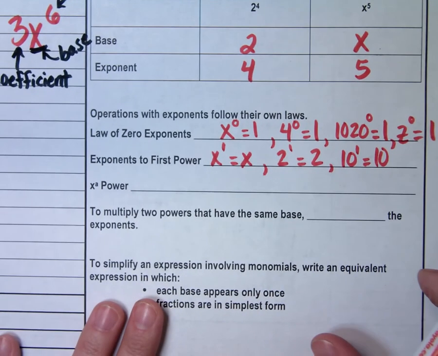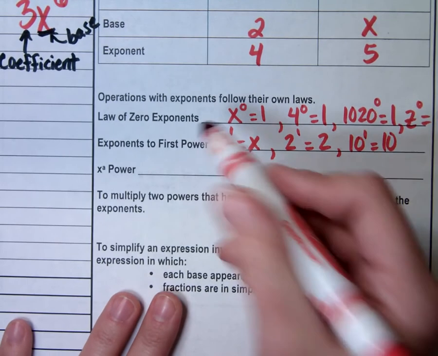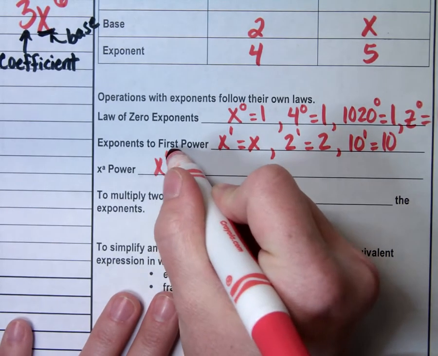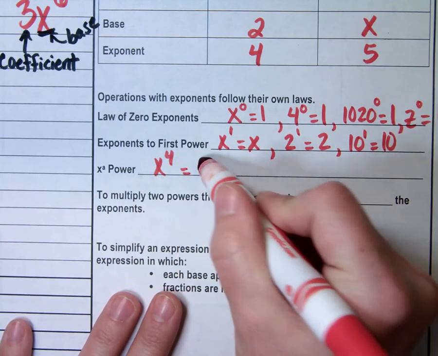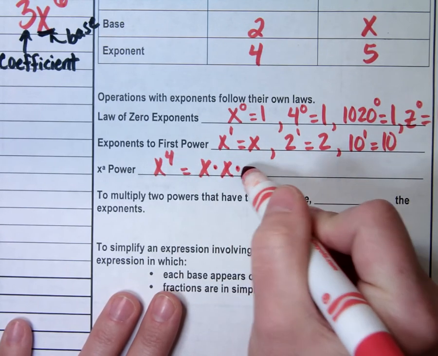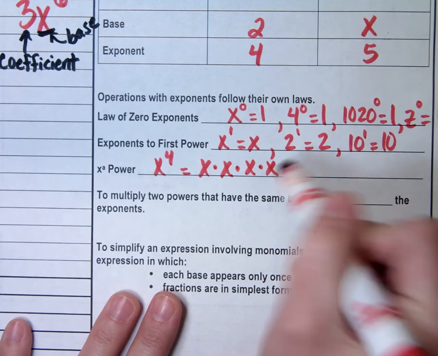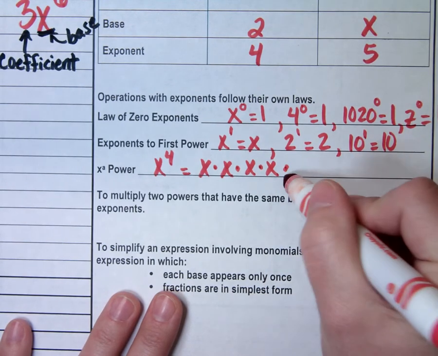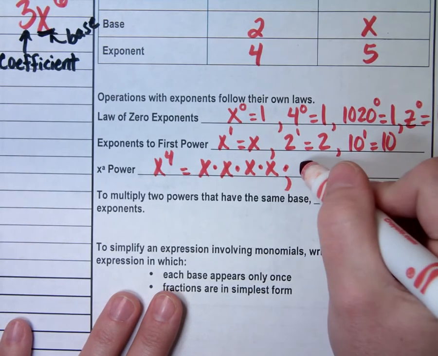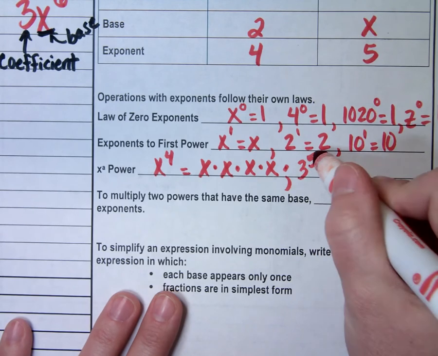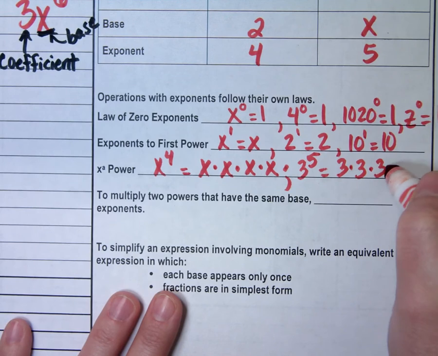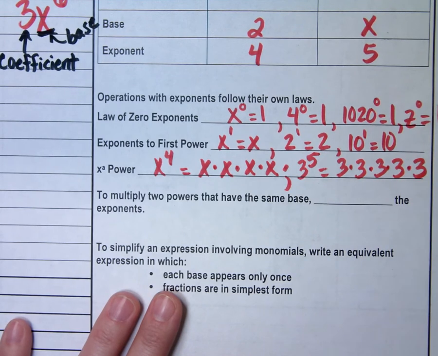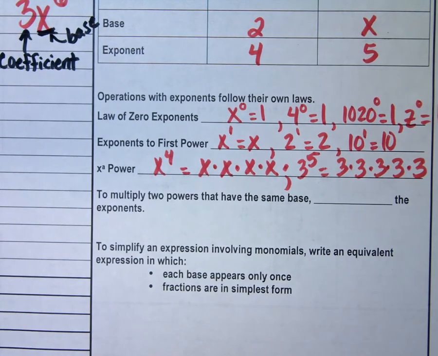Okay, and then this next one is talking about what I mentioned a minute ago. If I have x to the fourth, that means that I am supposed to take the x times itself 4 times. If I have 3 to the fifth power, that means I'm supposed to take 3 times itself 5 times. So the exponent tells you how many times to multiply the base by itself.